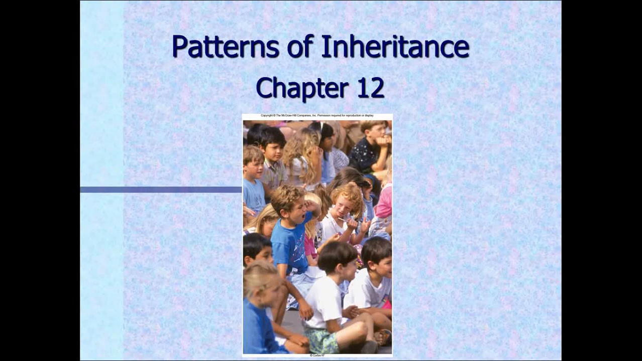In past chapters, we've talked about DNA and genes and how genes make proteins and how proteins determine how an organism appears and how it behaves. Now we're going to talk about how those genes are inherited. This is Chapter 12, Patterns of Inheritance, or Genetics.